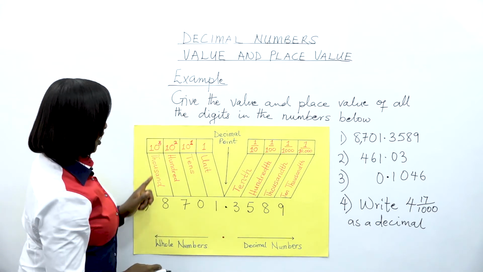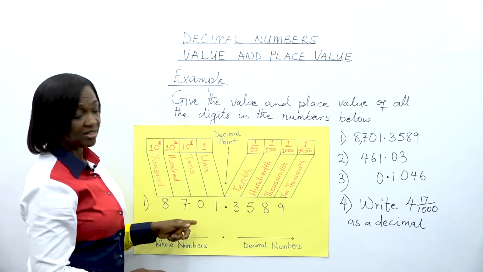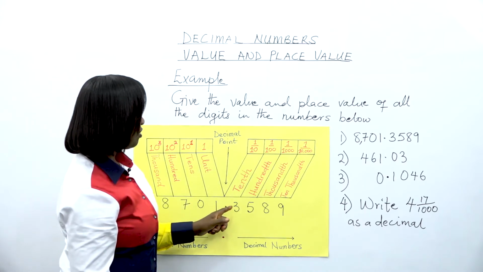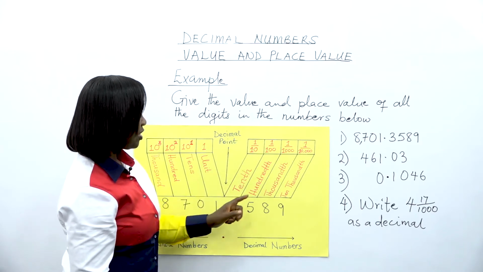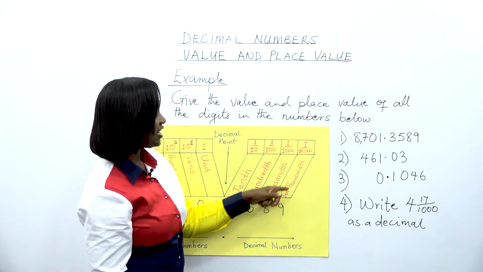So the place value of the 8 is 1,000, the 7 is 100, the 0 is tenths, the 1 is unit, and the place value of the 3 is tenth. The place value of the 5 is hundredth. The place value of the 8 is thousandth. The place value of the 9 is 10,000.